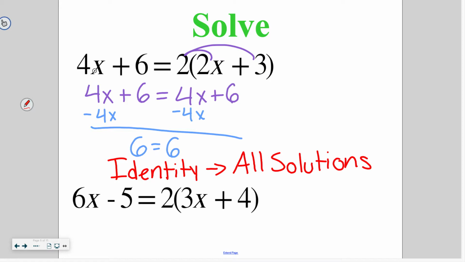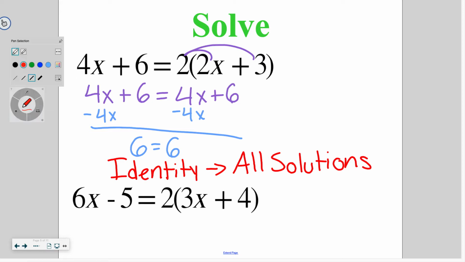So for example, if I do 4 times 10, which is 40, plus 6, I end up with 46. If I do 2 times 10, which is 20, plus 3, which is 23, times 2 is 46. If I did another example, if I did 4 times 20 is 80, plus 6 is 86. If I do 2 times 20, I get 40, plus 3 is 43, times 2 is 86. And you could keep going with all possible numbers that you can think of. So if you end up with something where both sides of the equal sign are the same, this is the identity, also known as all solutions.